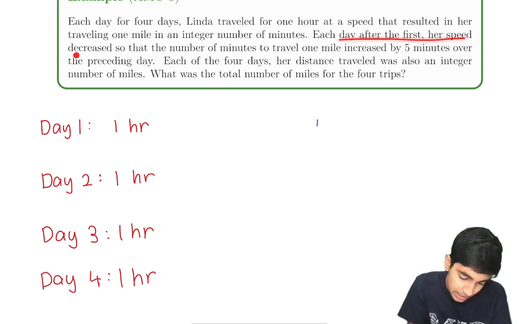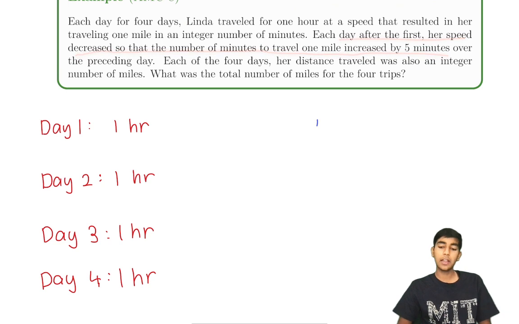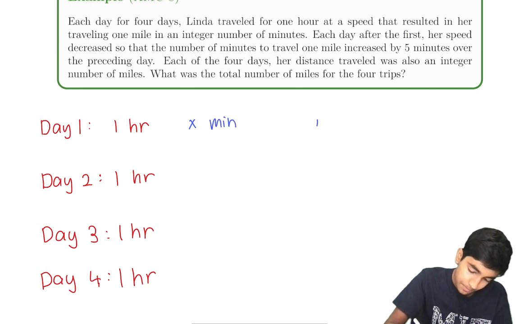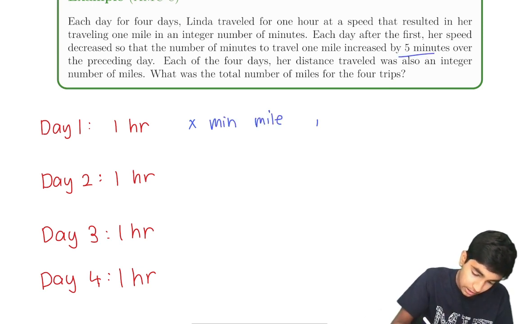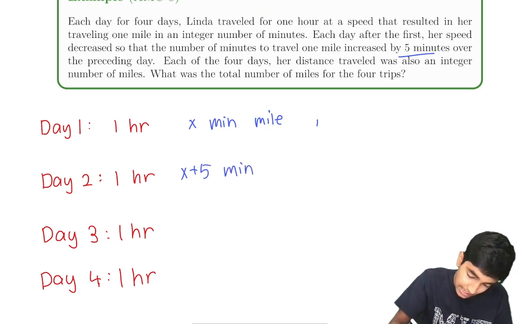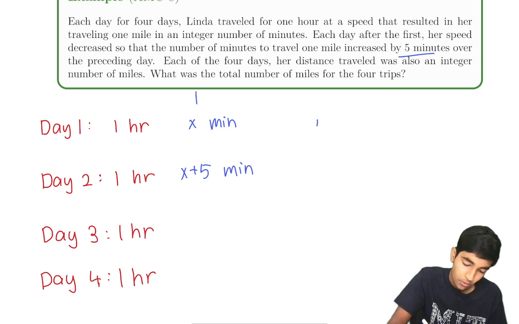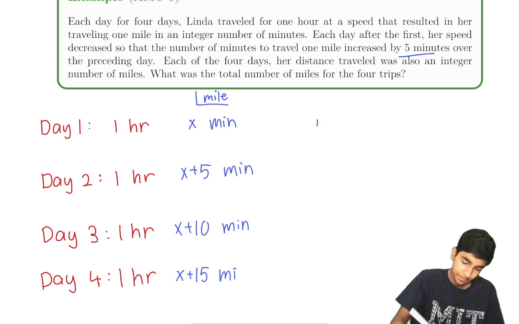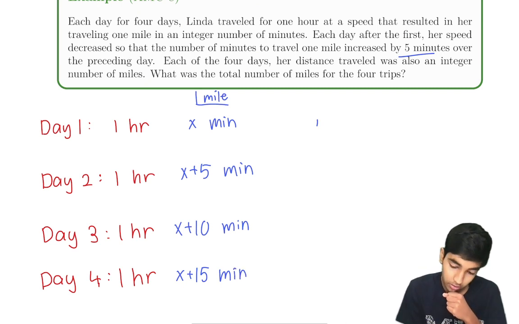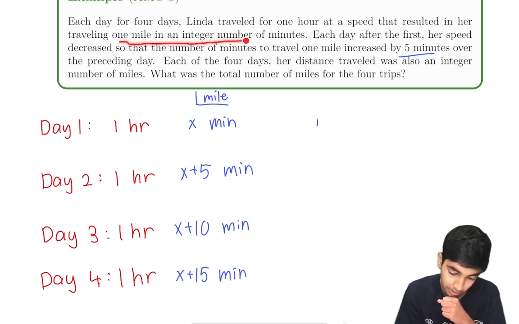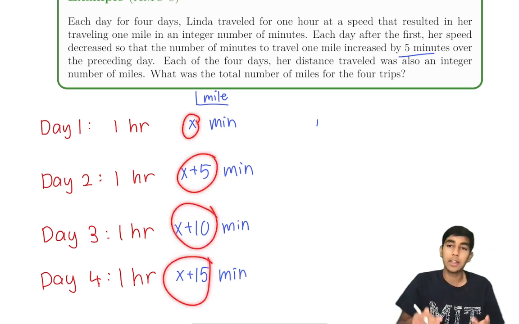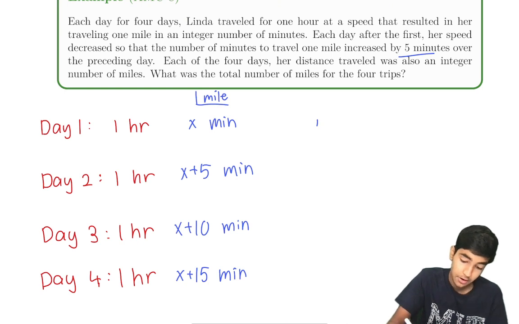Each day after the first, the speed decreased, so the number of minutes to travel 1 mile increased by 5 minutes. Okay, so let's say there's an X minute mile in day 1. On day 2, increased by 5, so X plus 5 min. And this is for 1 mile, how many minutes it takes, right? And this is X plus 10 minutes and X plus 15 minutes. Remember, the speed resulted in her traveling 1 mile in an integer number of minutes. So all of these are integers, which means X is an integer.